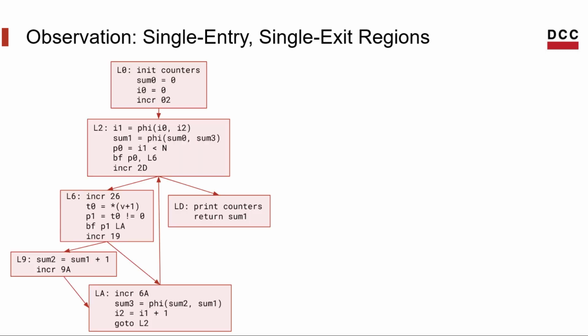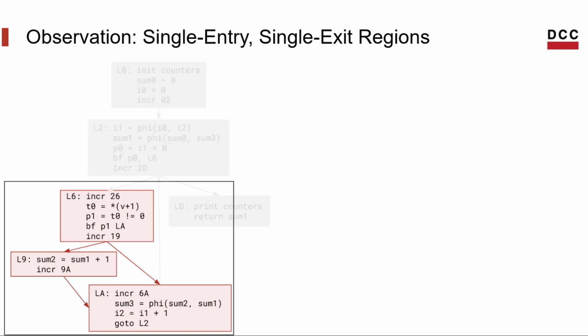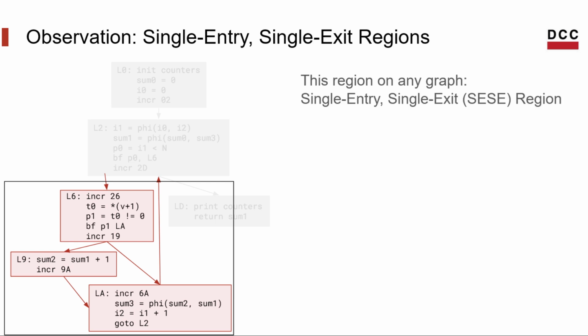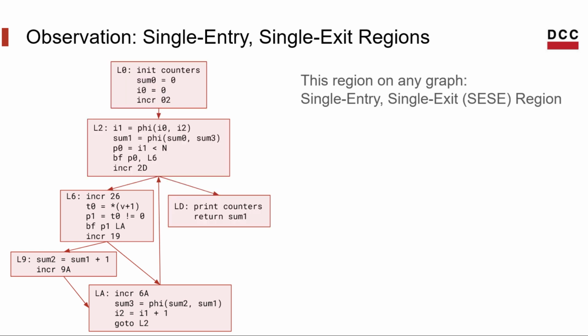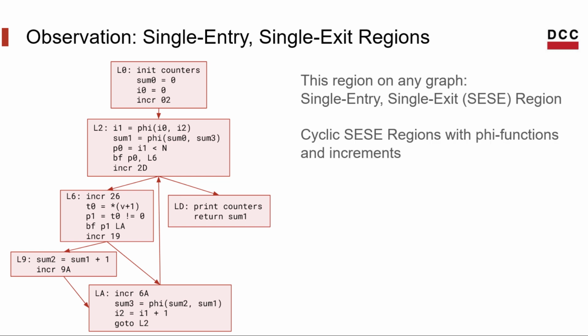Let's get back to our CFG and see something about the region formed by the blocks L6, L9, and LA. Can you notice that every path that reaches this region will do so through block L6? Also, can you notice that every path that leaves this region will do so through block LA? Regions like this in any graph are called single-entry, single-exit regions. In our case, we are interested in cyclic regions involving phi functions and increments that appear in the data dependency graph of our program.